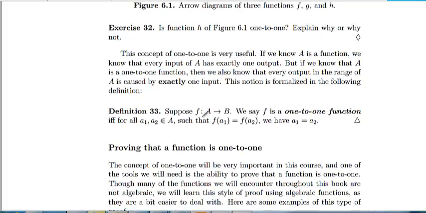Here's the formal definition. If we have a function from A to B, f is one-to-one if for all pairs of elements in A such that f of a1 equals f of a2, then the two must actually be equal. So whenever you have two inputs that give the same output, they must actually be the same element. There's another way of defining this by the contrapositive.